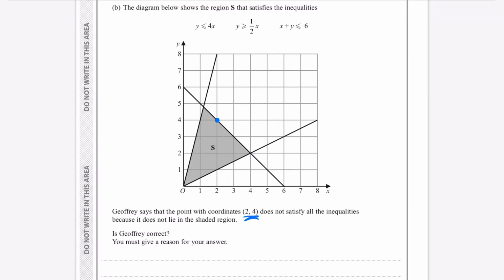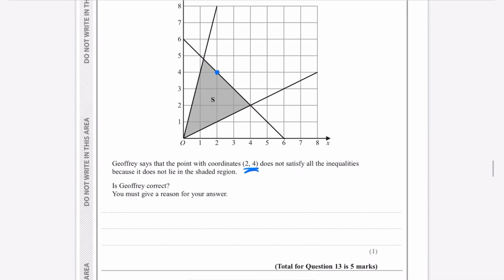The reason that the boundary is included is because of the fact that these signs say or equal to. If they said greater than, then it would be a dotted line. But you can see on this diagram here, all of the things are solid lines, and you can see from these equations that they're included. So he is actually incorrect because it is on the boundary, which means it is included. So is Jeffrey correct? No, and we can say 2, 4 does satisfy it because it's on the boundary.